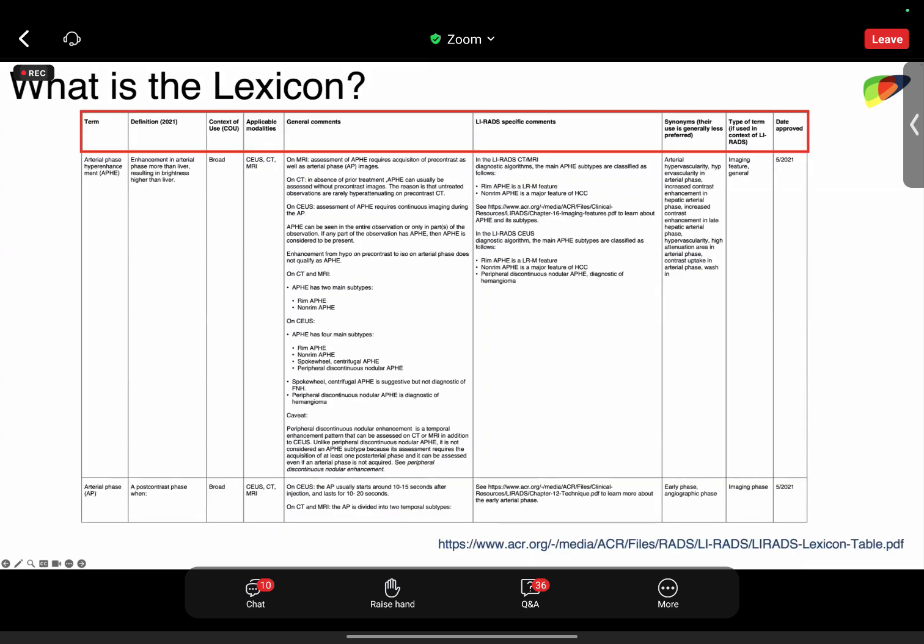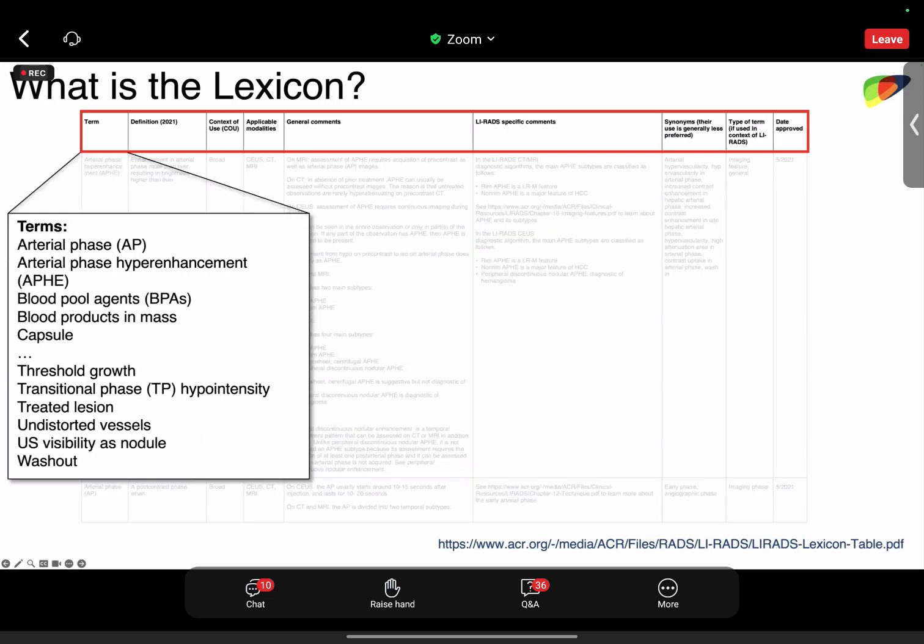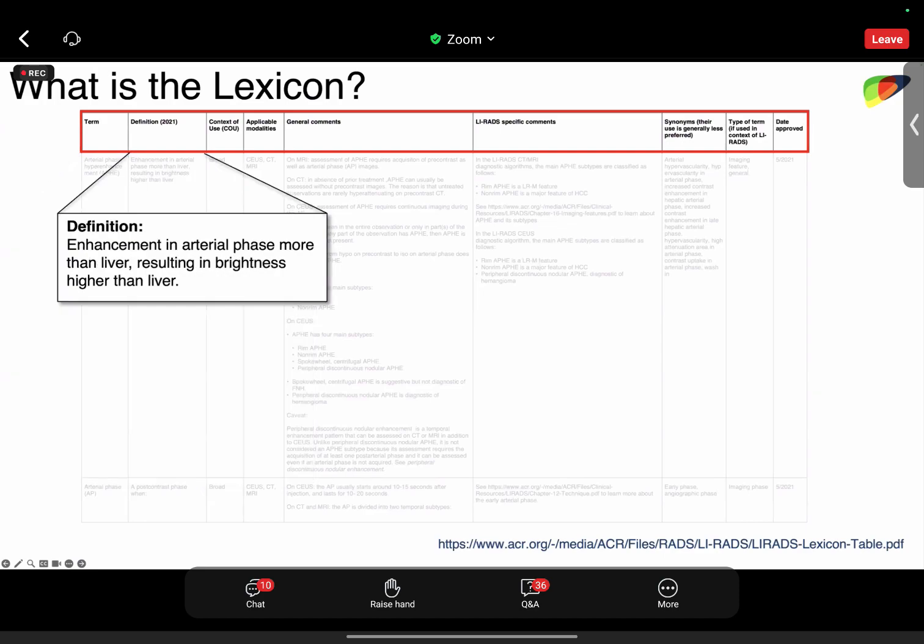Let me walk you briefly over the column headers and the structure of this lexicon. In the first column, we list the various terms in alphabetical order, the 83 terms from arterial phase to washout. How convenient. Then we provide a brief definition for each of these terms.